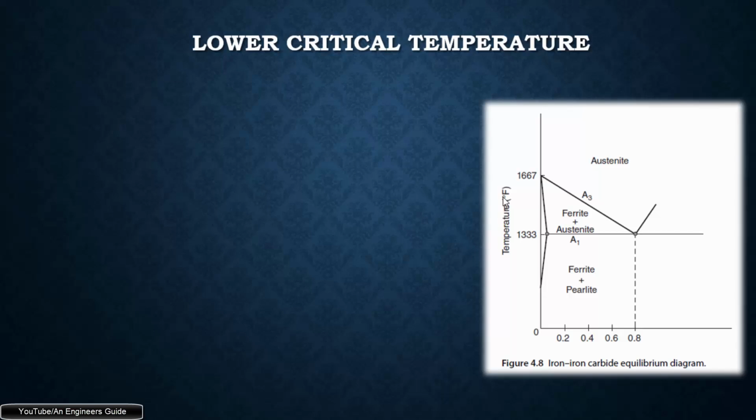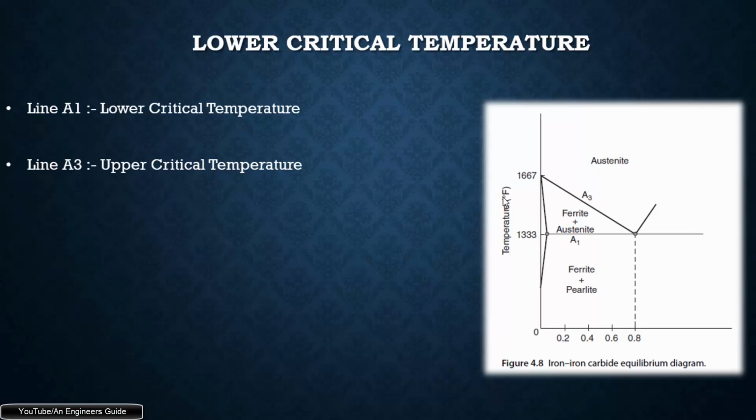So guys, you all know about the iron carbide diagram. That diagram is very large, so to avoid your confusion and since I don't like to stress you much, I have selected only some part by which I can explain to you what is the lower critical temperature. So first, here you can see one line A1 at temperature 1333 degree Fahrenheit. That line is nothing but the lower critical temperature. Then you can see there is another line known as A3, which is called the upper critical temperature line.